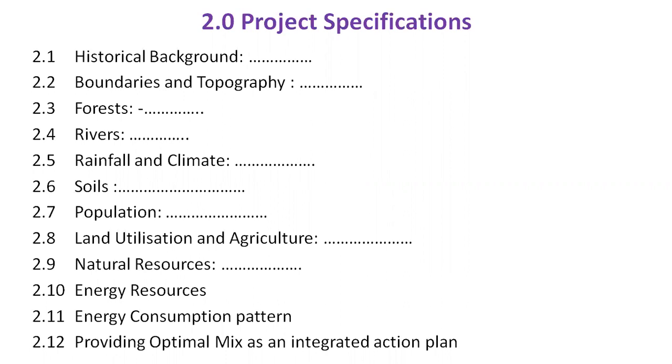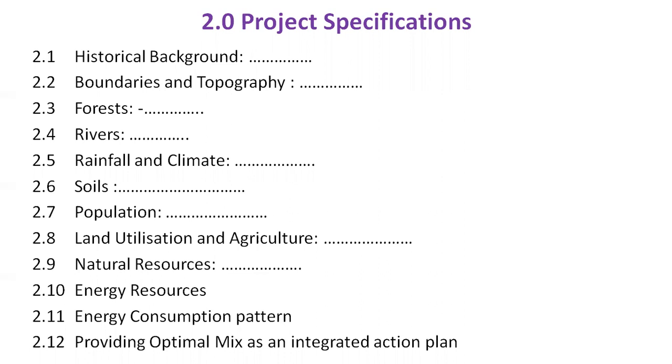Then the different soils of that village, the total population, and the extent to which land is utilized for agriculture. Then the natural resources available in the village, the energy resources used, the energy consumption pattern, and providing an optimal energy mix as an integrated system. In each of these topics, you can write a few sentences, and then you will have your project specifications.